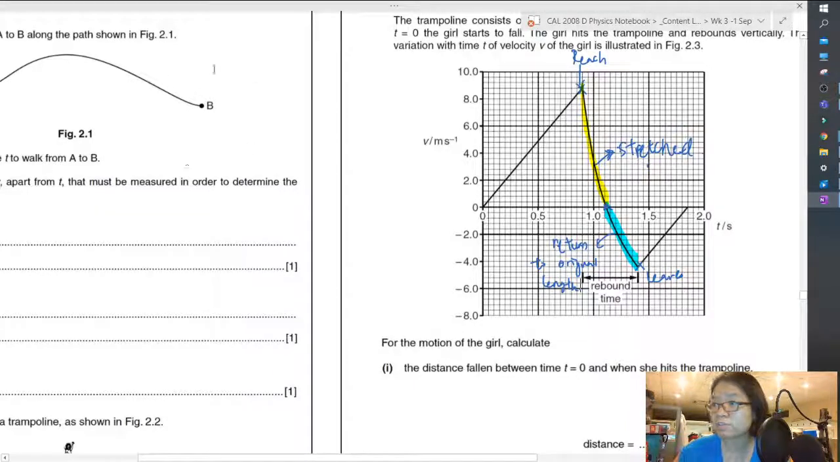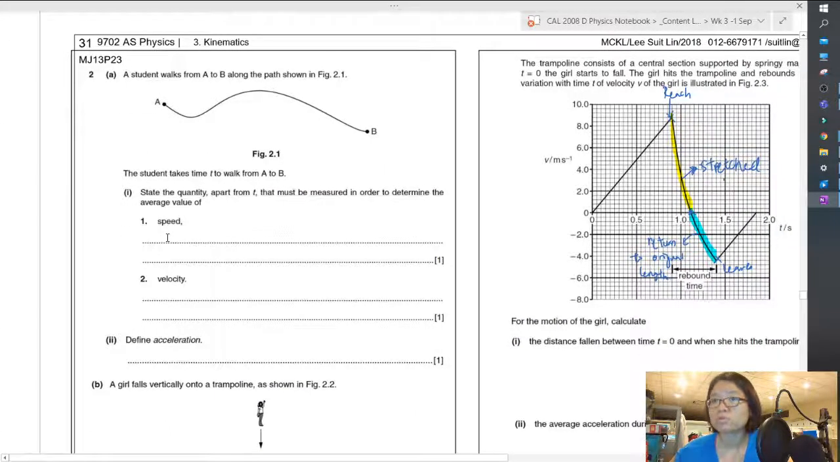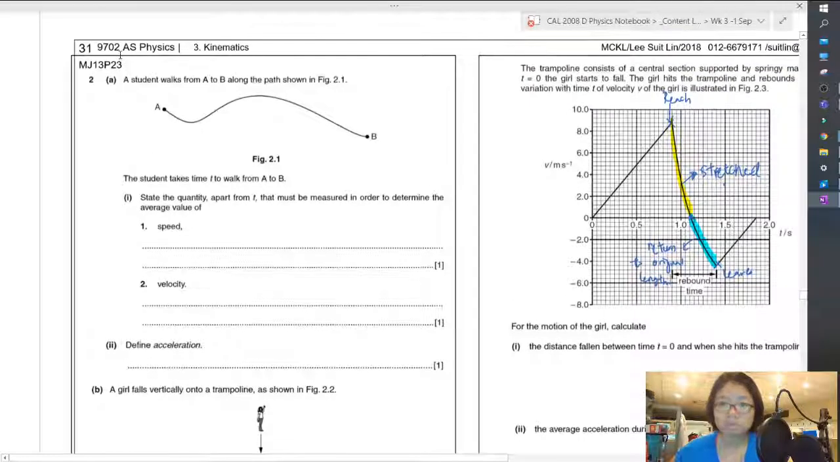So I'll leave this question with you. Go try. It will be in your homework if you are my student. May/June 2013, Paper 2-3.